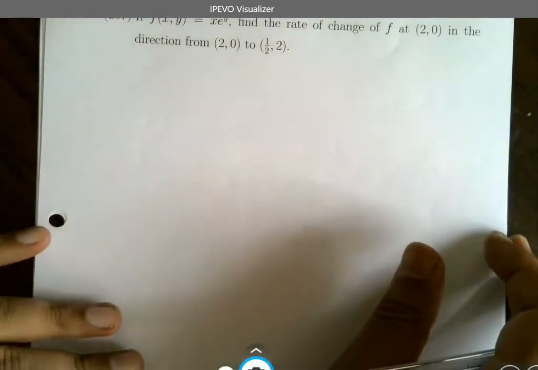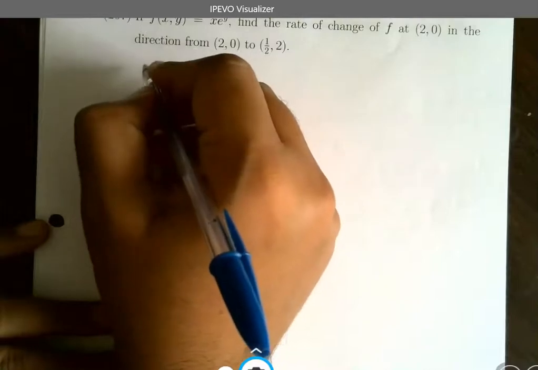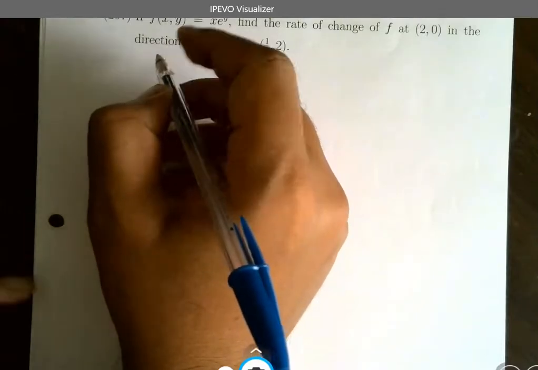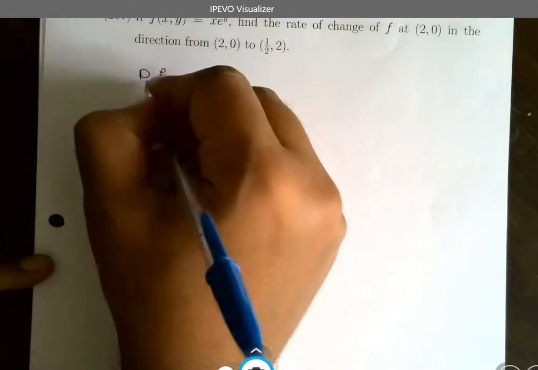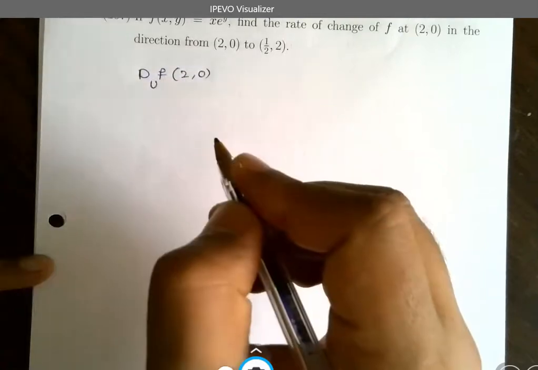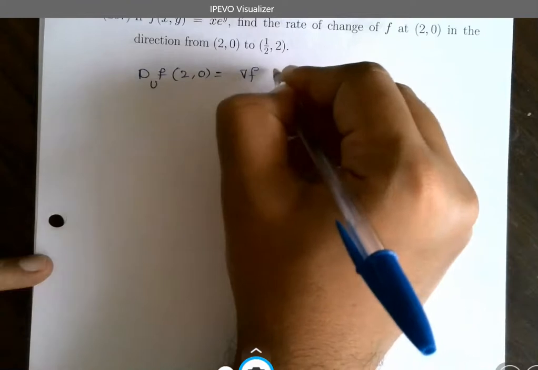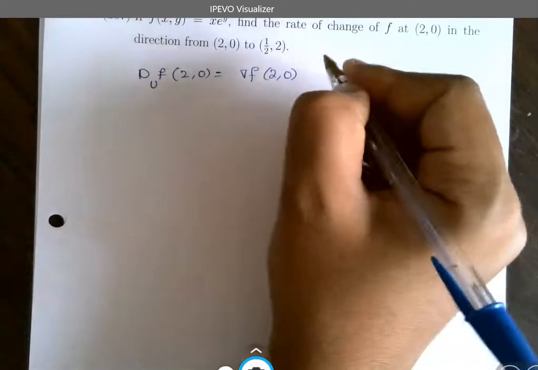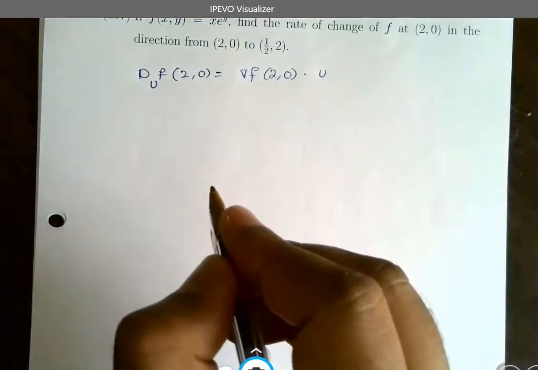So first thing is, you want to find the directional derivative of the function f in the direction of u at the point (2, 0). That's going to be the gradient of the function f at (2, 0) times the unit vector u, right? Are you with me on that?